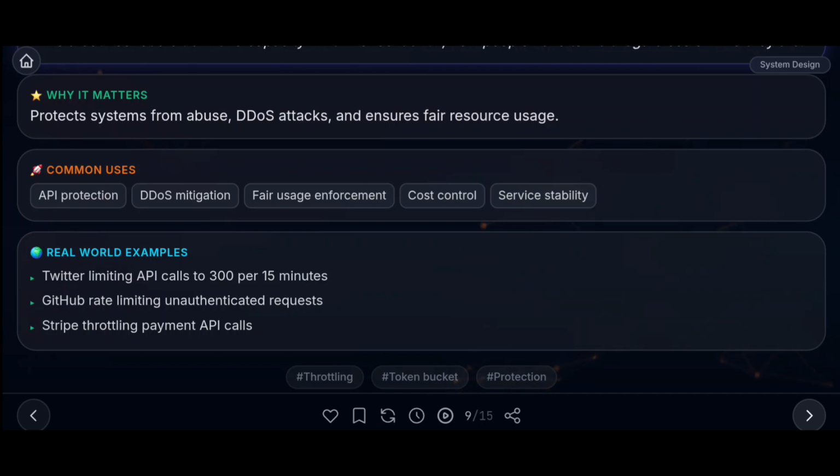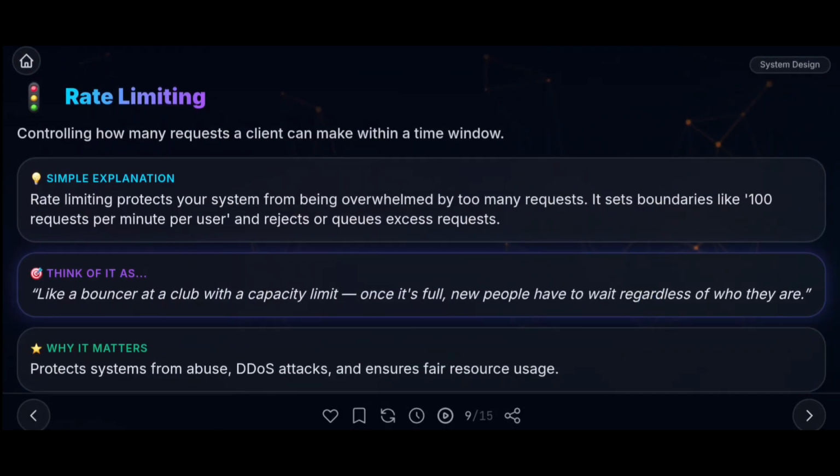Some real-world examples are Twitter limiting API calls to 300 for 15 minutes, GitHub rate limiting unauthenticated requests, Stripe rate limiting payment API calls. All this is about rate limiting.